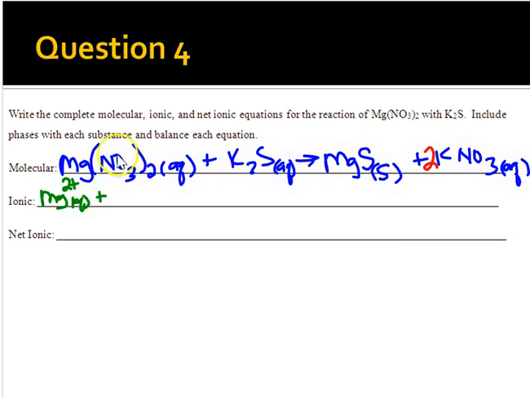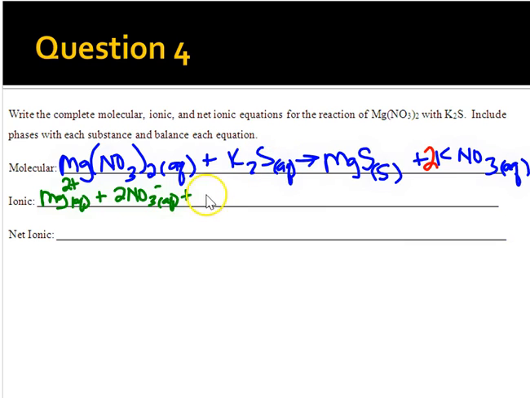Plus, the second ion is nitrate. Okay, how many do you have? I have 2 of them, so I'm going to write it as a coefficient. So I have 2 of them. Nitrate has a -1 charge, and then last thing is, what's the state of matter? AQ.